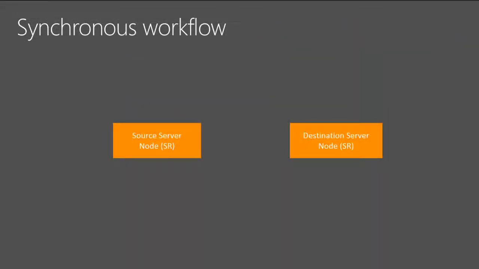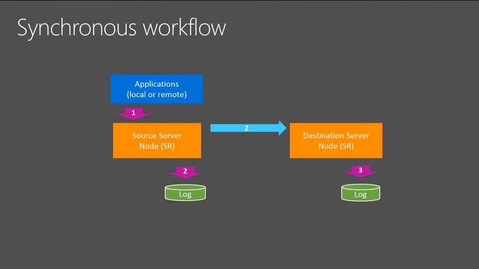How does this work? You have a source server and a destination server. You have some application, MS Paint, Hyper-V, SQL. You send an I.O. to the source server. That I.O. is written into a log. We keep a transactional log. We trap every single write I.O. that happens. We also send that I.O. at the same time to another server, and it writes to its log.